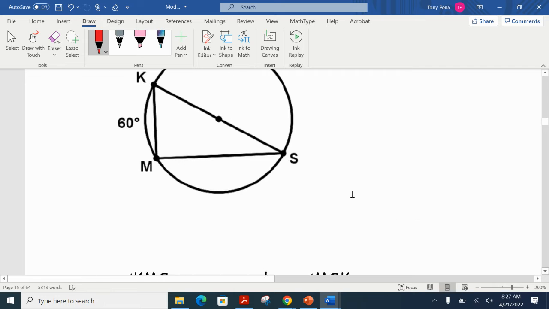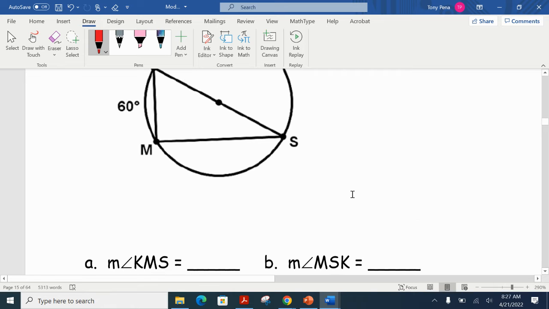So we want the measure of angle KMS. Actually, do that before we prompt you. Tell me what you think that is. Find the measure of angle from K to M to S. If you're not sure, hang tight. If you think you have it, throw down a best guess.